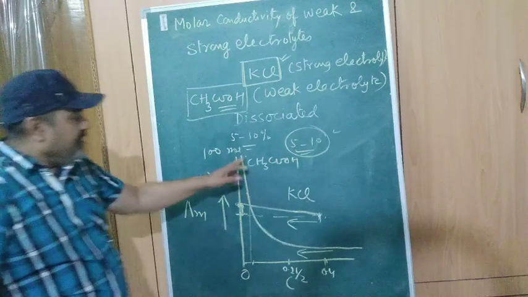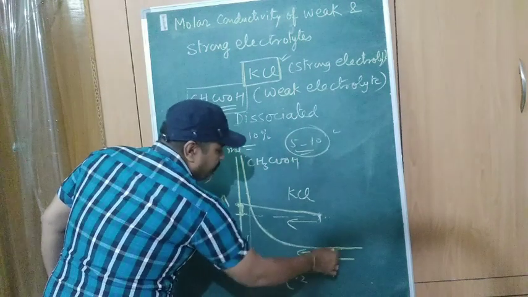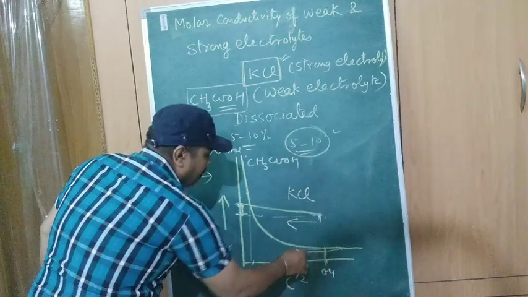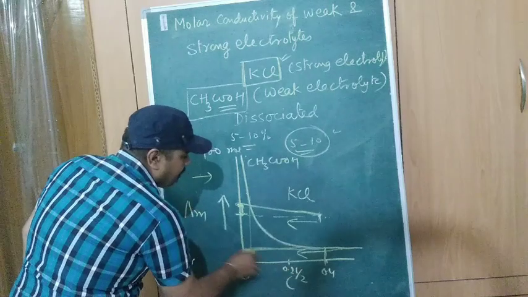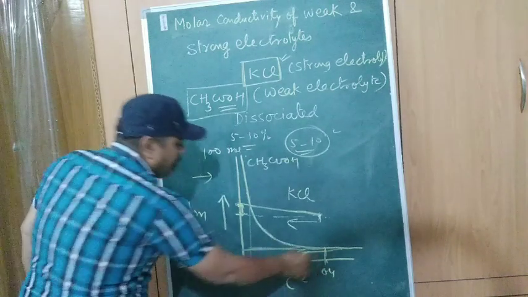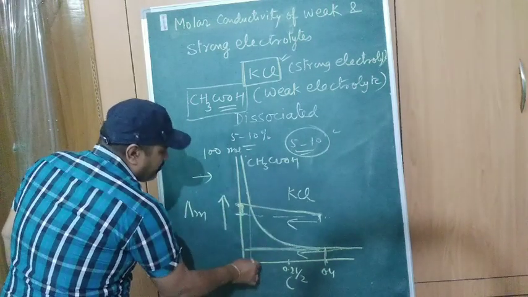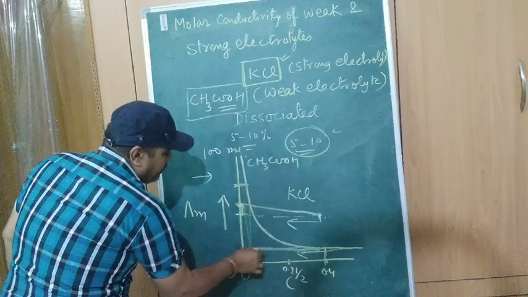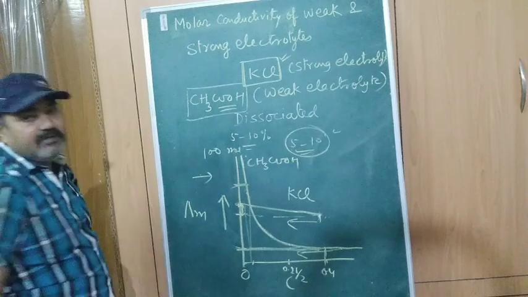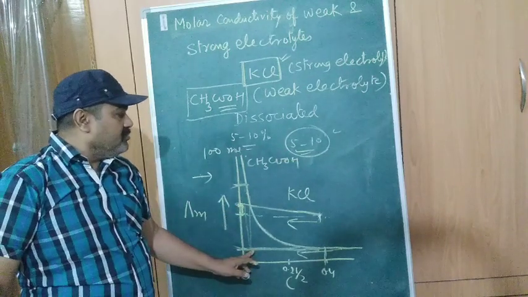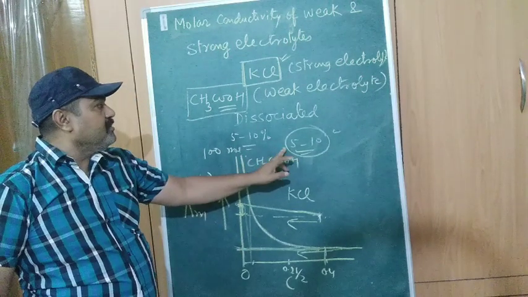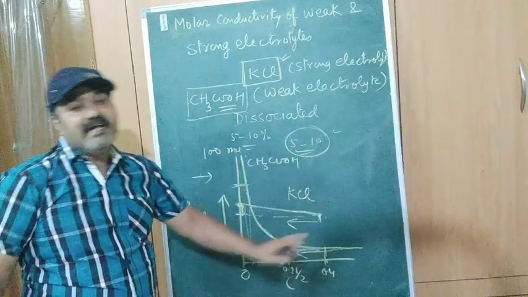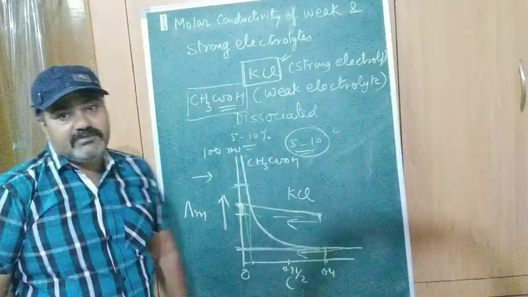While in the case of weak electrolytes, when we start from the concentration 0.4 mole per liter, and we approach almost 0, there is a big difference in the molar conductivity. This difference is due to the percent dissociation of the weak electrolytes increasing speedily with dilution. Understood? Thank you.